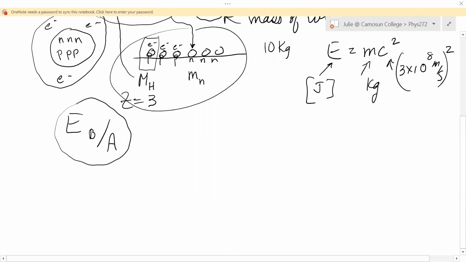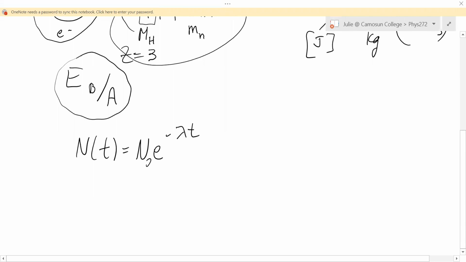The next formula has to do with radioactive decay. So N of t is N0 e to the minus lambda t. Okay, so this has to do with radioactivity. So some nuclei are unstable, and in order to become more stable, they will decay, they'll break up. So like carbon-14 will break up to become more stable because it's unstable. Uranium, thorium, all those big radioactive isotopes will decay.